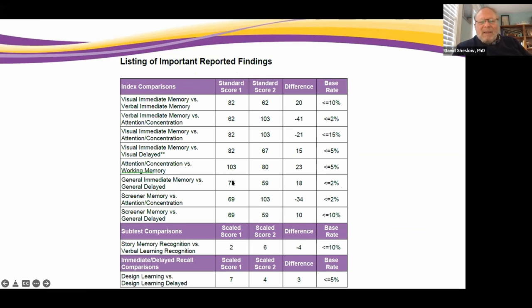So we have, which we mentioned before, the general memory in column 1, the delayed memory in column 2, and then we look at the base rate in the last column. So we all know that we can have statistically significant differences, but it may not be all that important. So statistically, you might find a difference that happens 25% of the time, which is interesting, but maybe not that important. But here, we use two measures, both statistically significant and clinically significant. And that's where the base rate column comes in. So again, if you're looking at the general immediate memory versus delayed, that happens only 2% of the time. That's probably something you want to include in your report.